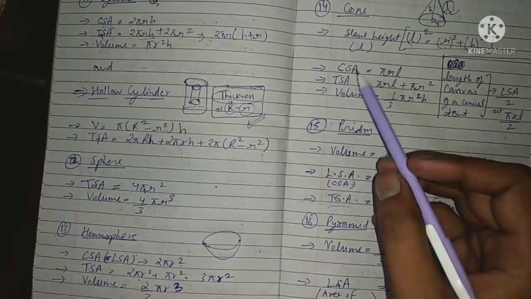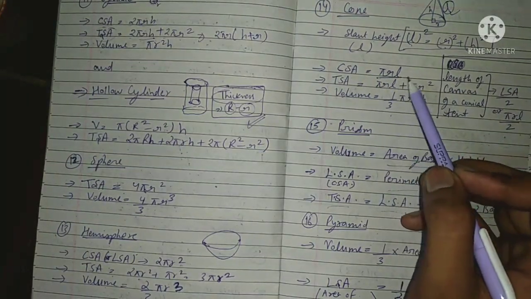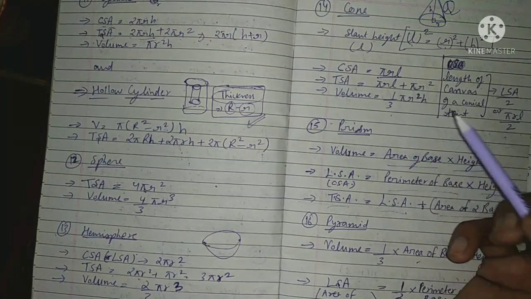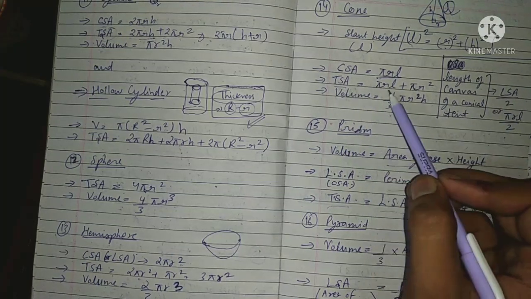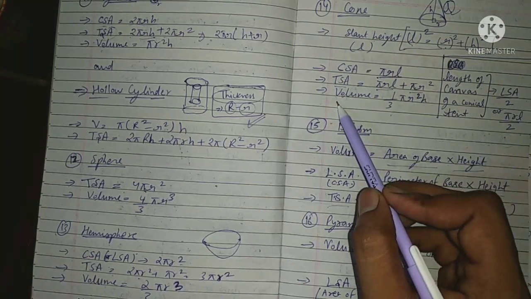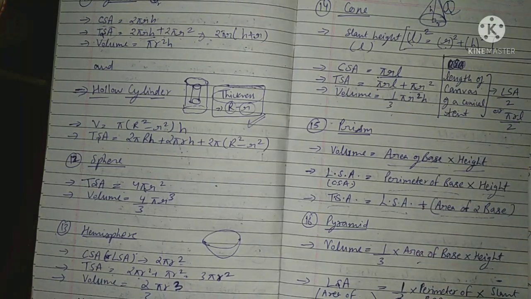Okay, now comes CSA of cone. CSA of cone is pi r l, where r is the radius and l is the slant height. Total surface area of cone is pi r l plus pi r square. Volume is equal to 1 upon 3 pi r square h. So these are the formulas you must know for banking exams in mensuration. Okay, thank you.